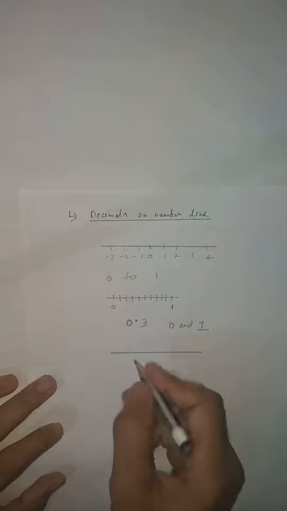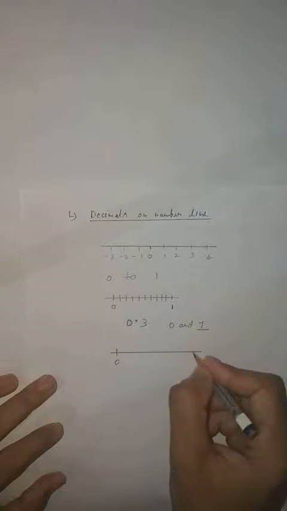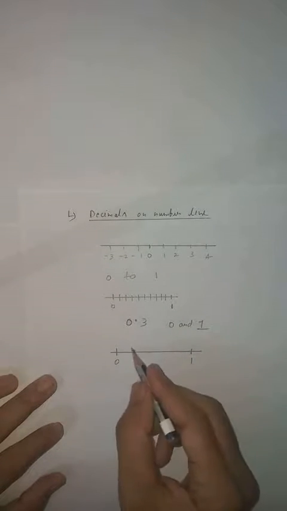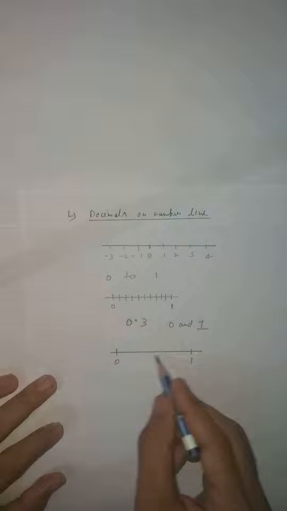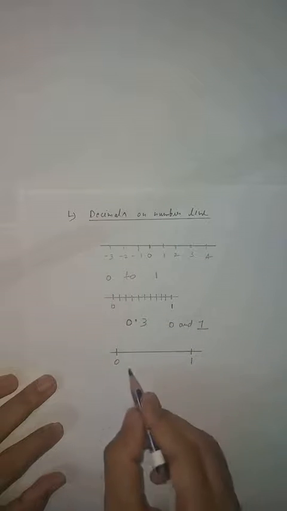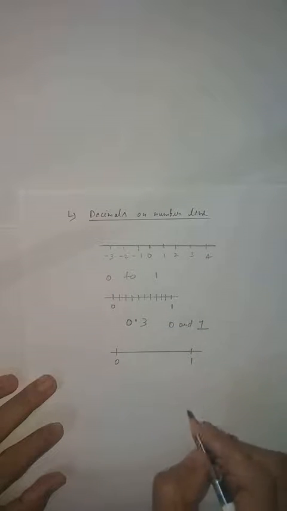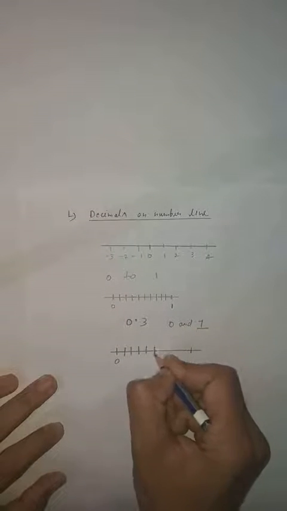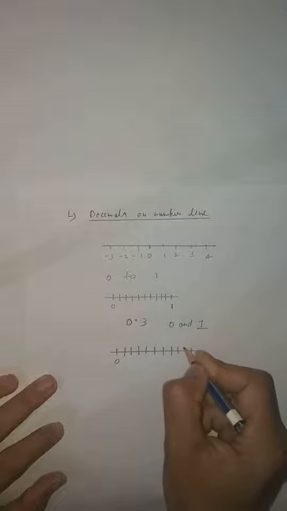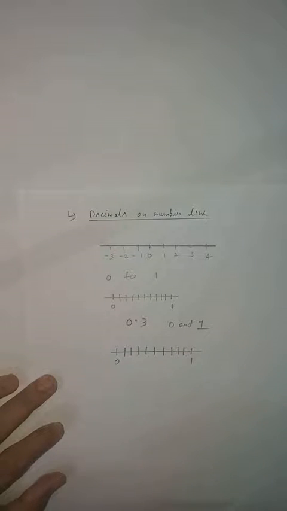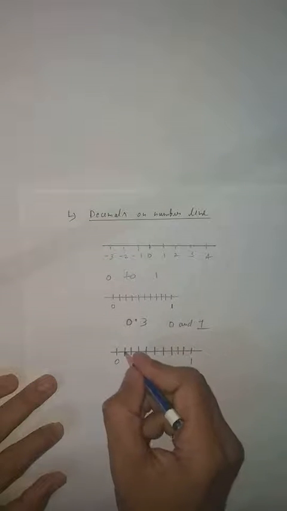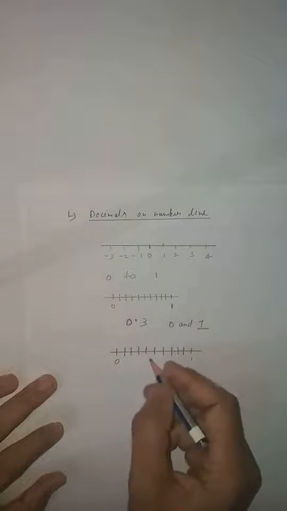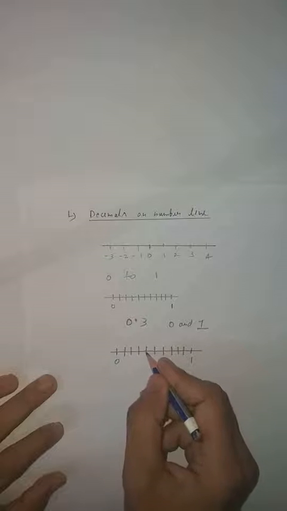So how will you draw, students? You will mark 0 here, and you will mark 1 here. Clear? Now what I explained, students, there should be 10 small lines between any two numbers. Here 0 is given and 1 is given, so how many lines should be there? 10 lines. To mark them: 1, 2, 3, 4, 5, 6, 7, 8, 9, and this one is your 10th line. Clear? Now you know that from 0, this is 0.1. This is 0.2. This is 0.3. This is 0.4.